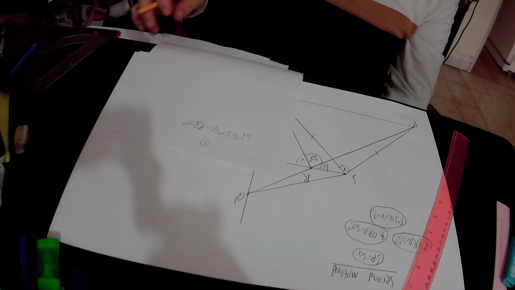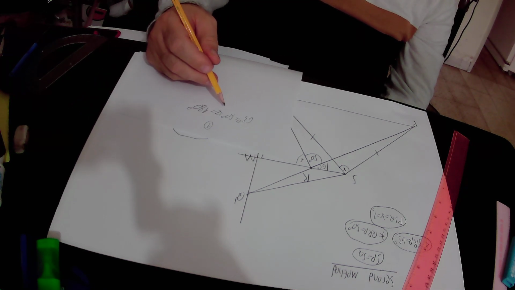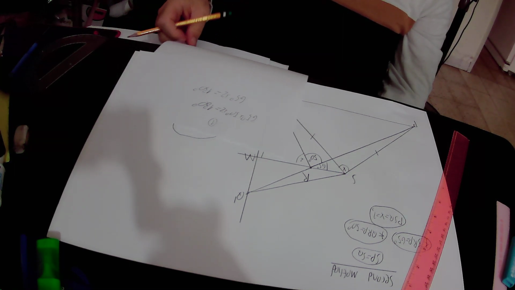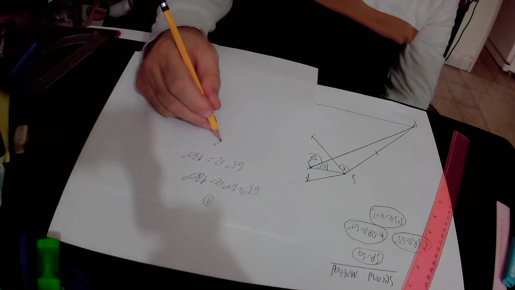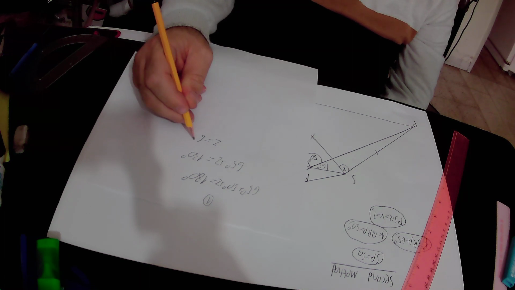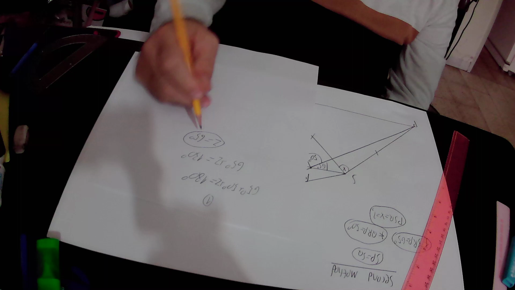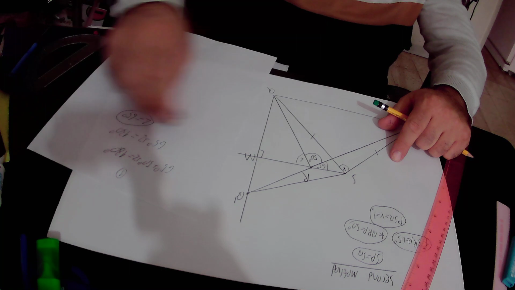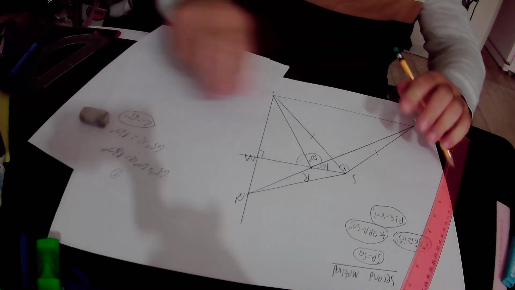That is to say, 65 degrees plus 50 degrees plus the size of angle Z must be equal to 180 degrees. Here we will subtract 50 degrees from this equality, and we will get that 65 degrees plus Z equals 180 degrees minus 50 degrees, which is 130 degrees. Here we will subtract 65 degrees, and we will get that angle Z equals 130 degrees minus 65 degrees, which is 65 degrees. So we found that angle Z equals 65 degrees.